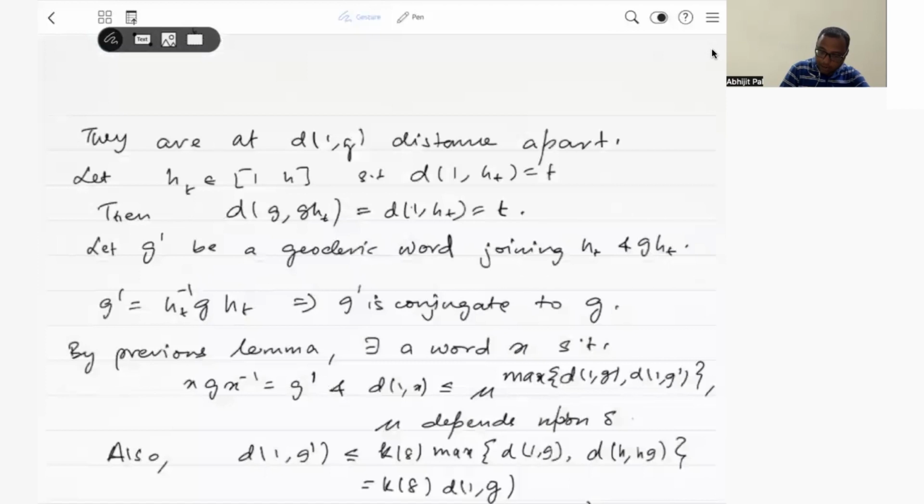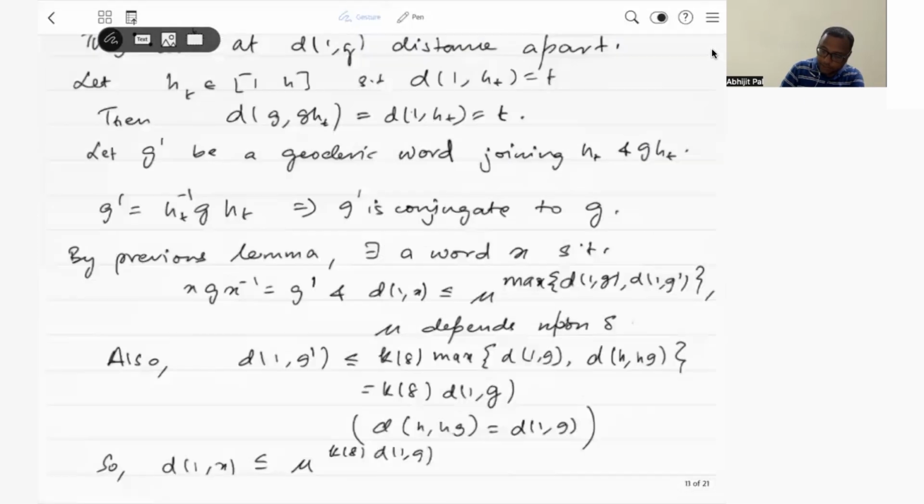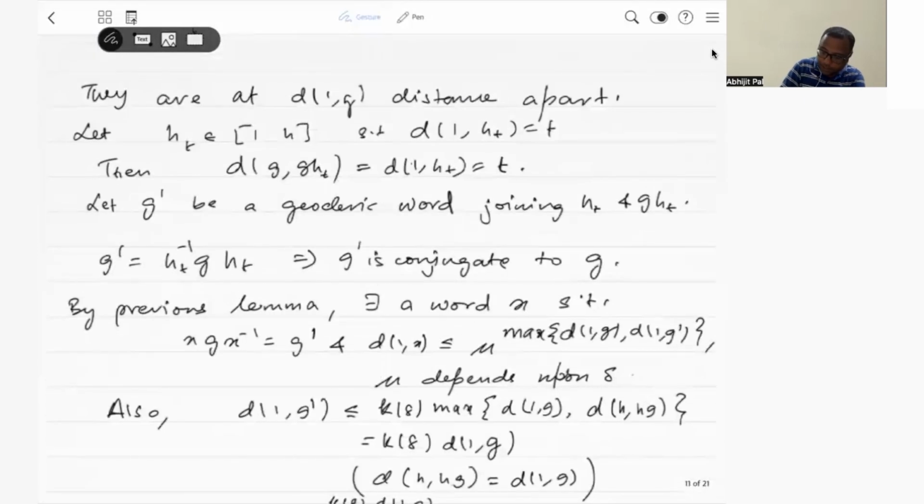So they are at distance |1G| apart. So what does it mean? If I take the endpoints of those two geodesics, this geodesic and this geodesic we are taking, their endpoints are distance |1G| apart. So the distance between H and GH, which is equal to the distance between H and HG, is again equal to the distance between 1 and G. Therefore, the geodesics are distance |1G| apart.